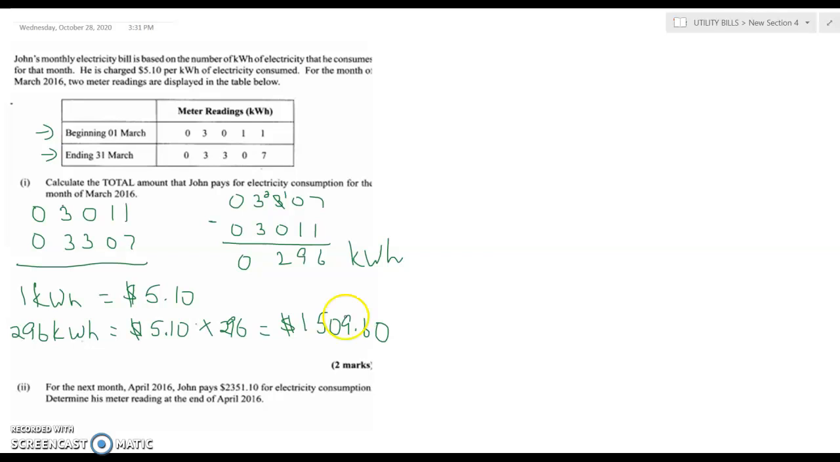It'll be the reading at the end of March, take away the reading from the beginning of March. That's how much he would have used, and then you multiply by $5.10.